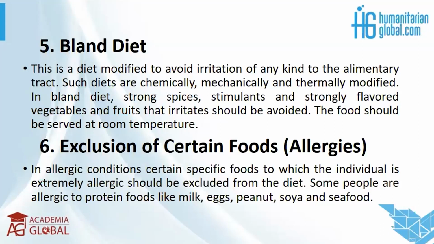As we conclude, we'll now go to another way that the diet can be modified, a bland diet. Now, a bland diet is a diet that is modified to avoid irritation of any kind to the alimentary or GIT tract. Such diets are chemically, mechanically, and thermally modified. In the bland diet, strong spices, stimulants, and strongly flavored vegetables and fruits that irritate should be avoided. The food should be served at room temperature.